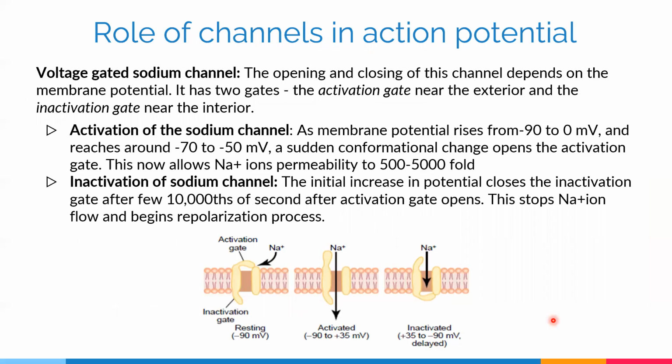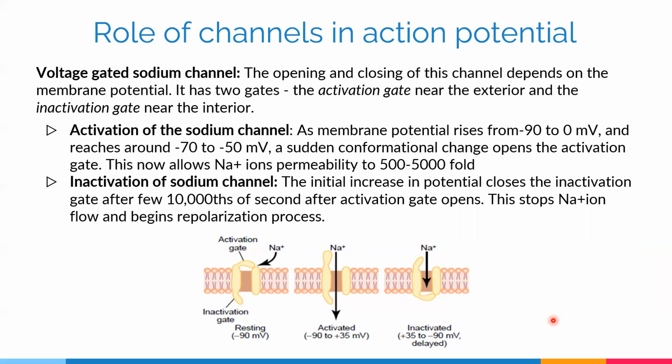Moving on, let us now look at exactly how this action potential is generated. There are two main players in the generation of action potential, which are the voltage gated sodium channels and the voltage gated potassium channels. As we have discussed just some slides before, voltage gated protein channels are protein channels whose opening and closing depend on the overall membrane potential. So if the membrane potential changes, the opening or the closing of the voltage gated channel is affected.